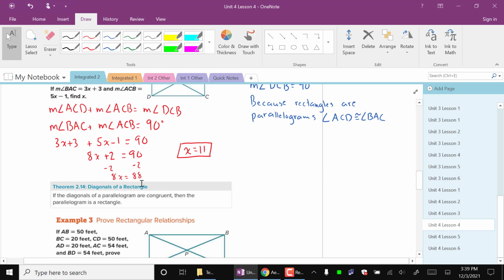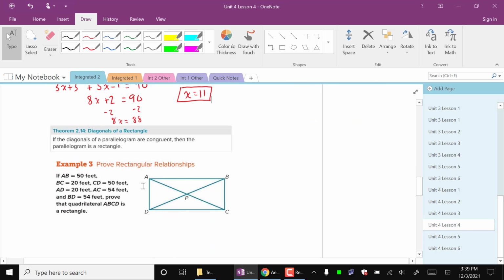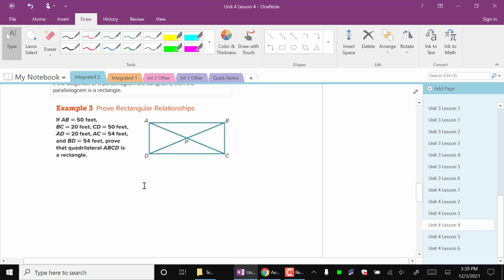So if the diagonals of a parallelogram are congruent, then the parallelogram is a rectangle. So you want to prove that this is a rectangle. If AB equals 50 feet, BC equals 20 feet, CD equals 50 feet, AD equals 20 feet, AC equals 54 feet, and BD equals 54 feet, prove that this is a rectangle.